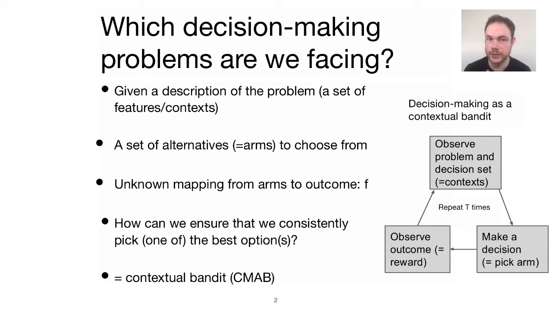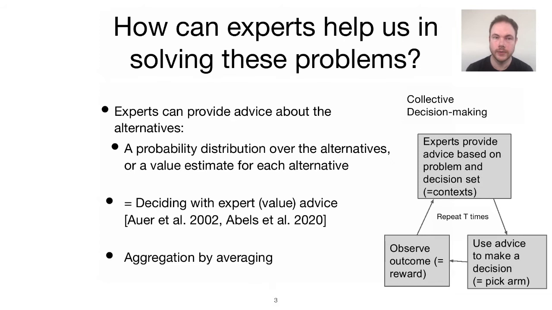So what we are interested in here is solving such problems by exploiting the knowledge of experts. At each time step, experts observe the problem's context, which can be something abstract like a set of features or something more concrete like a textual description. Then based on the context, they provide advice, which is either a probability distribution over the possible decisions or a value estimate for each decision, which is an estimate of the expected outcome of a decision. For example, saying something like, I expect decision A to have a 90% success rate. The goal of the collective decision-making system is to use this advice to make the best possible decisions.